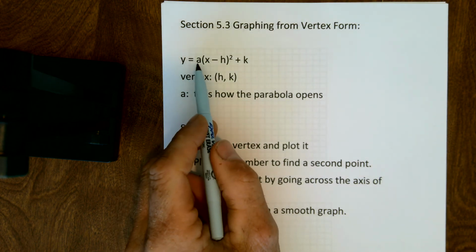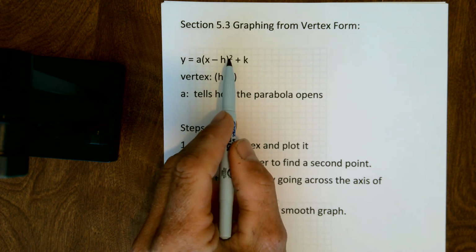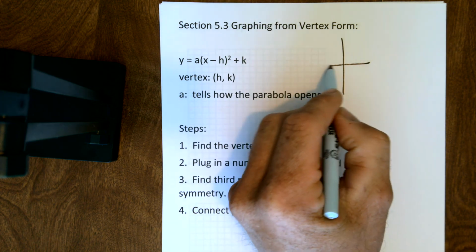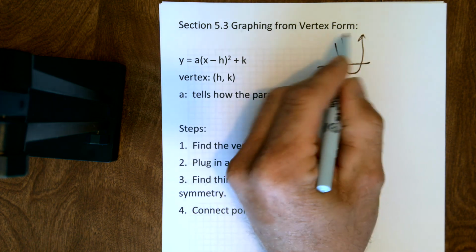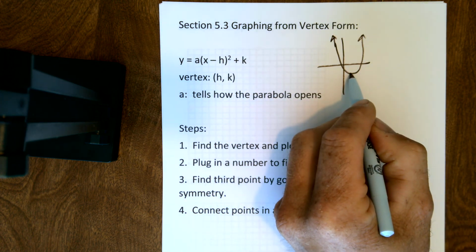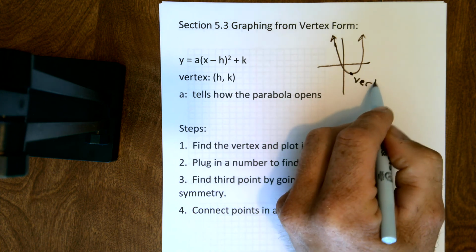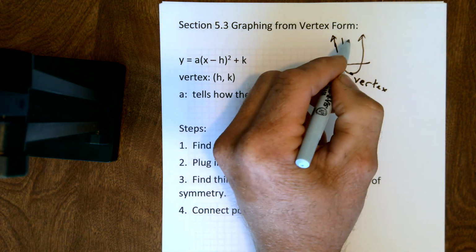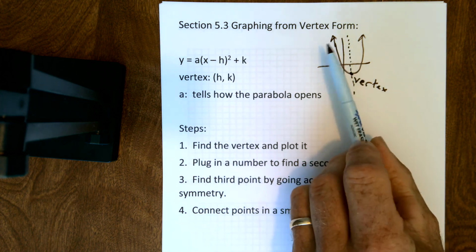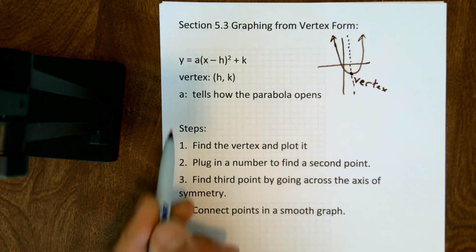Recall the vertex form of a parabola is a times the quantity x minus h, quantity squared, plus k. If you think about a parabola, it's going to be in this shape, either upside this way or upside down. The lowest point here, or if it's going the other way, the highest point, would be called our vertex. And we have a line of symmetry that goes through that vertex, so that if we fold it across, it's going to look exactly the same on the left and on the right.